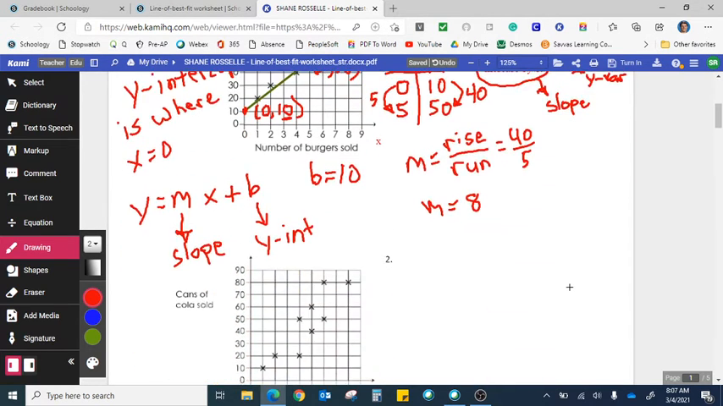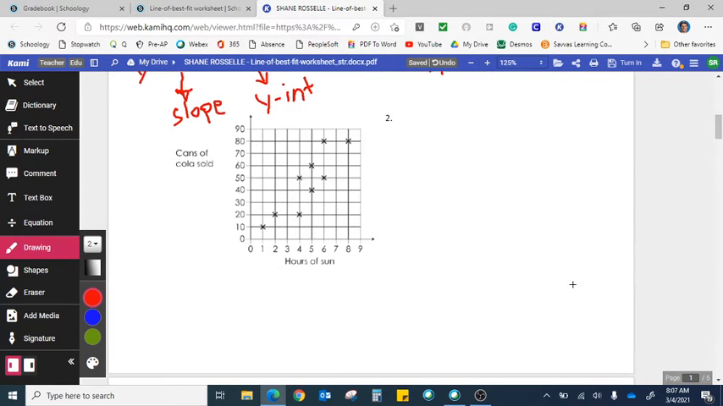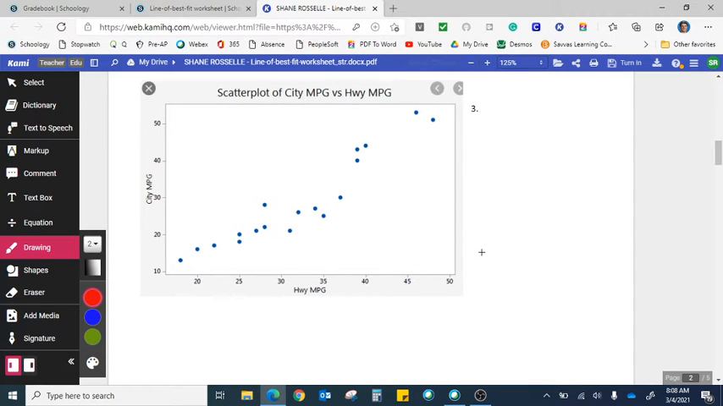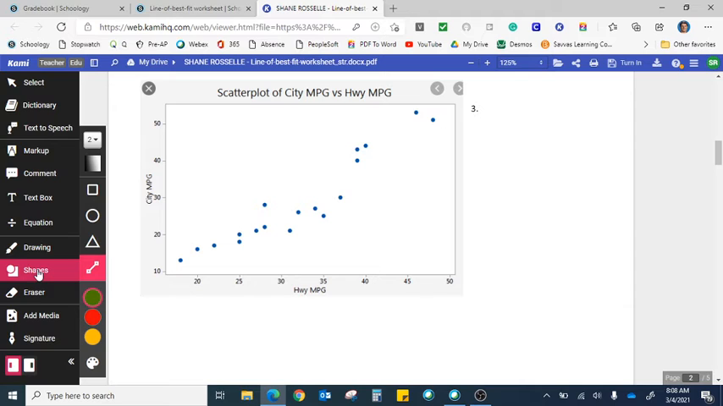Right? Now, I'm going to show you one here where I cannot see the origin, 0, 0. Okay, so here's 10 and here's 20. I can't see the origin. Okay, I don't know where the origin is. So when I create the equation, I'm going to have to use point slope form. So my first task to do is to go ahead and create that line of best fit, right?